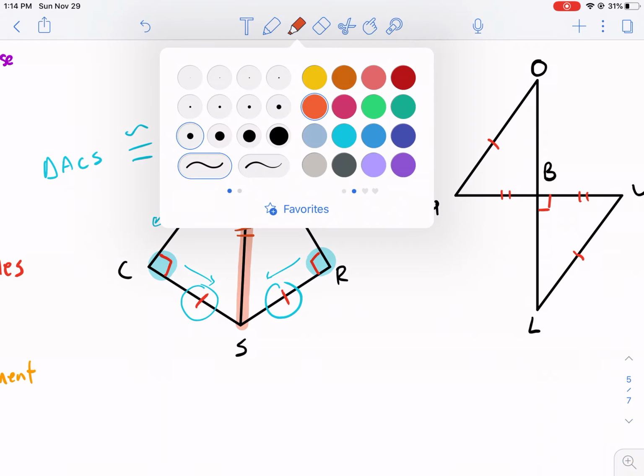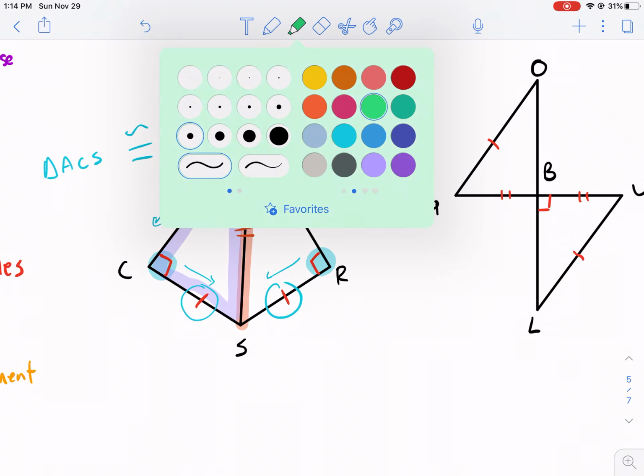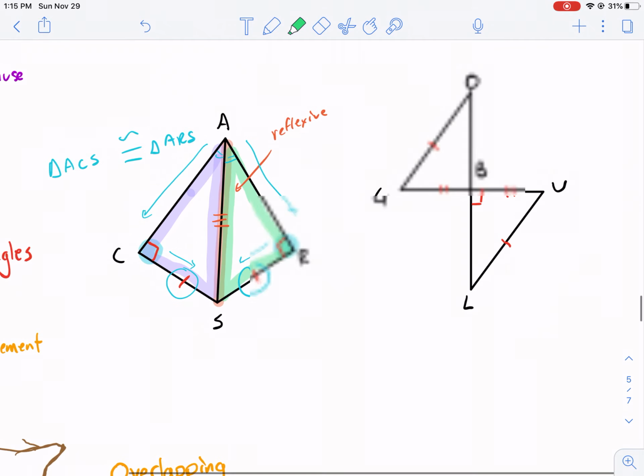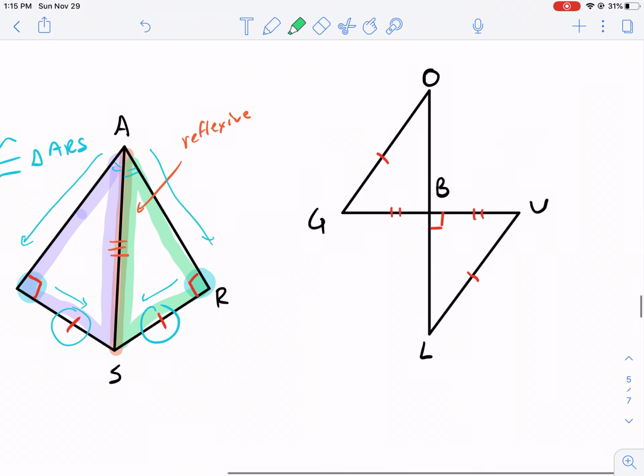Again, if you want to separate your triangles, which I often do to distinguish the two, here's my first triangle. Ooh, ugly. I hate that. Try this again. Not great, but I'll live with it. And here's my second triangle. So I have to label it in the same order of sides or angles, okay? So because I knew the hypotenuse and the leg are congruent, then those two triangles are congruent.